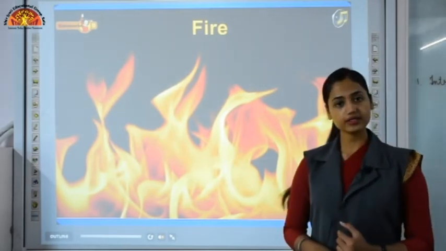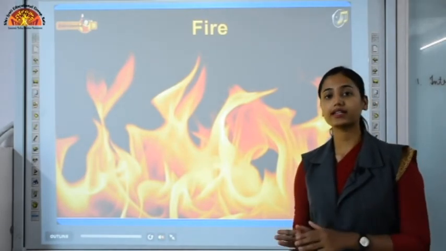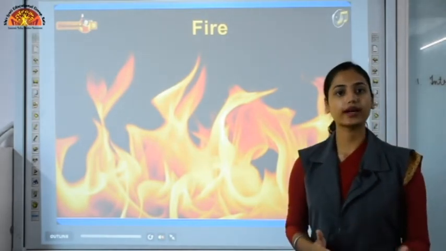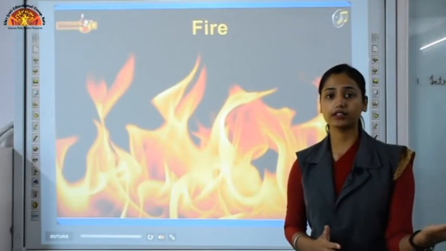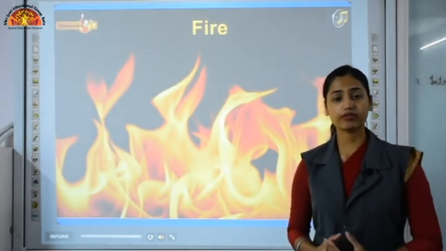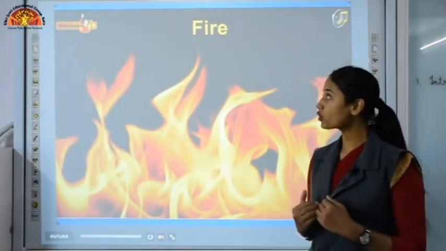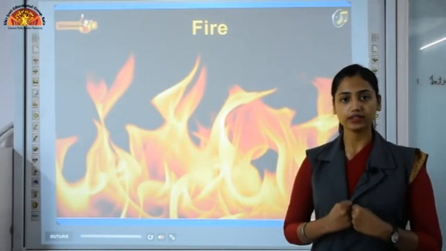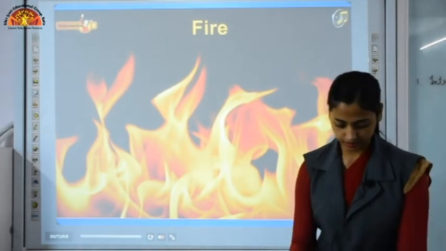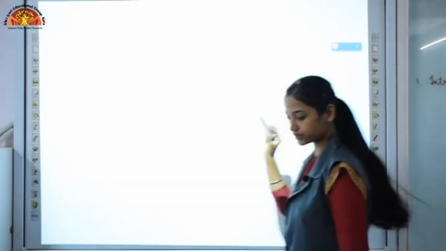So fire is important, it is a necessary thing in our lives, but in a few cases fire is not required. When we see a building on fire, or recently the Amazon forest on fire, these are not required by us. So we need to control those fires. So how will we do that? How can we control fire?